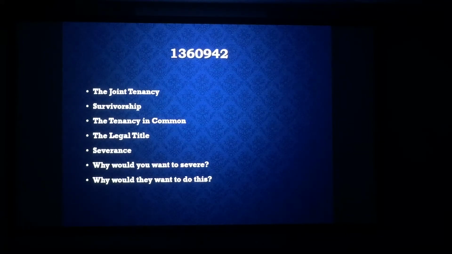Severance. Severance is the act of converting a joint tenancy into a tenancy in common. Why would you want to sever? First, because of the lottery effect of the right of survivorship. People who start off by holding as joint tenants may subsequently decide that they want to hold their own individual interest in the property as a tenant in common. They might want to be able to leave their interest in a will. The way of achieving this is through severance.